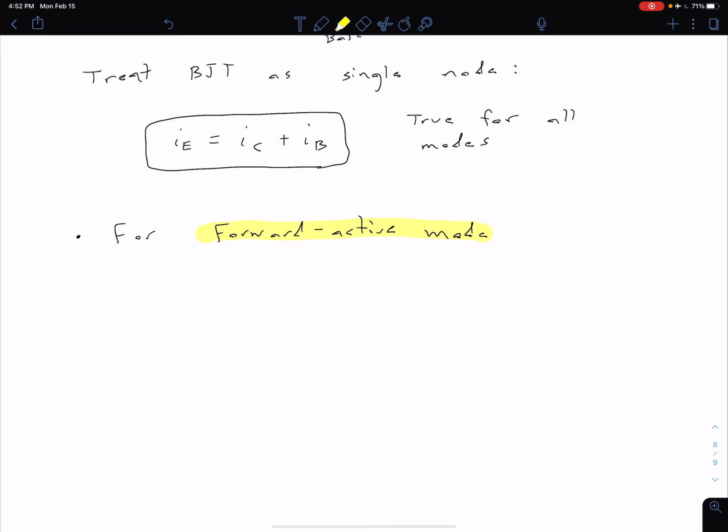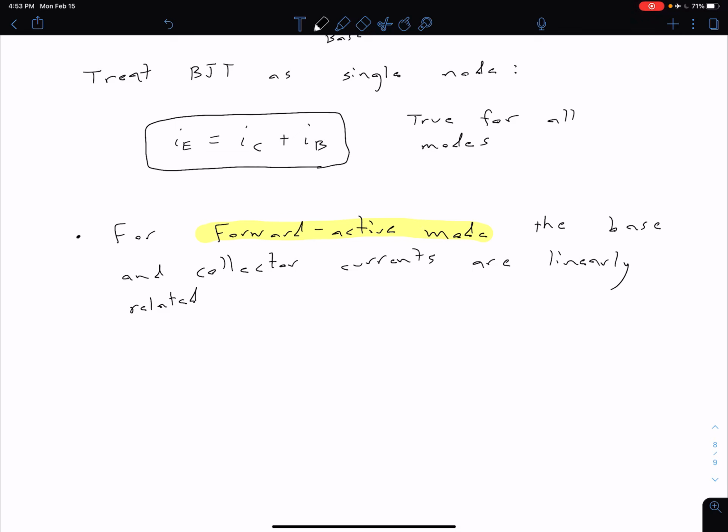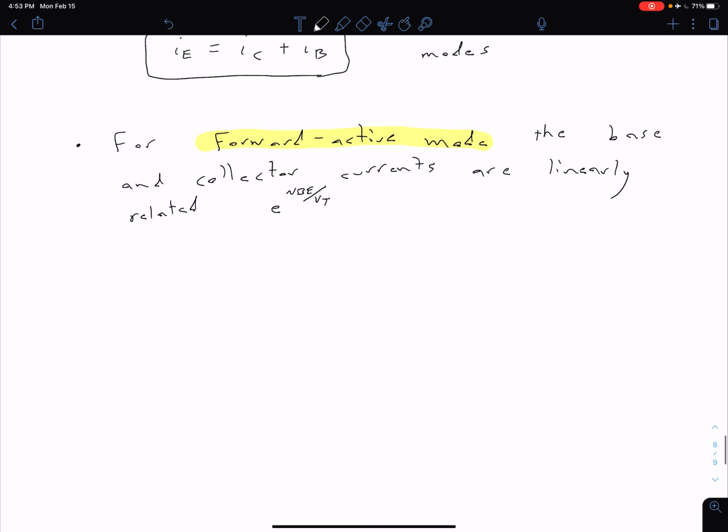And so again, I just want to really emphasize that the equations I'm about to write are only for the forward active mode. So in that forward active mode, like we saw in the previous video, the base and collector currents are linearly related, so they had that same basic form of some constant times e to the VBE divided by VT. And as did our emitter current, we'll see that we can relate that to our collector current and base current as well. But the equation that we have that relates our base and collector current is that our I sub C is equal to this parameter called beta times I sub B.